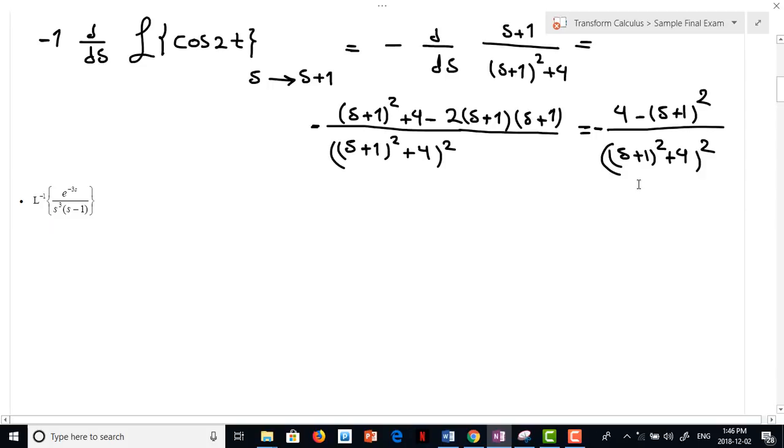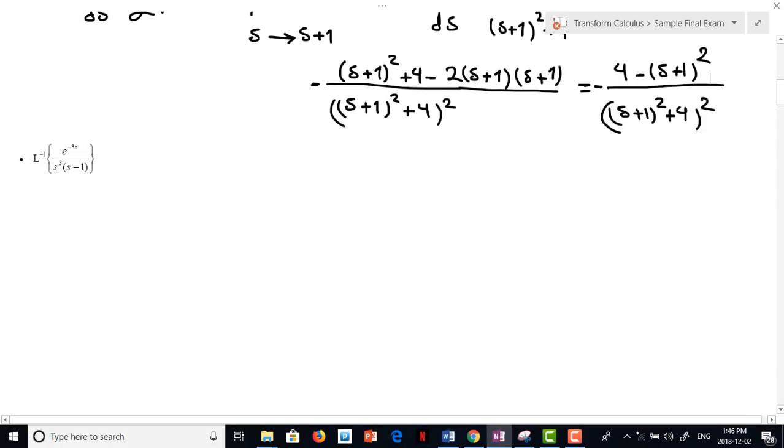Still in part A, now we have to find the Laplace inverse of e to the power of minus 3s divided by s cubed times (s minus 1). In order to find this Laplace inverse, I write it in this form. So it's the Laplace inverse of e to the power of minus 3s times 1 divided by s to the power of 3 times (s minus 1).